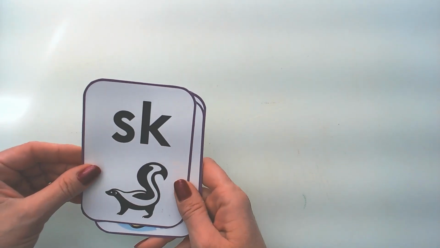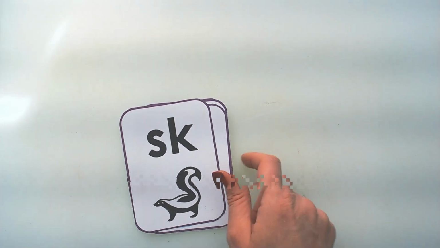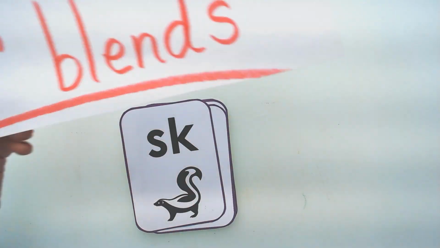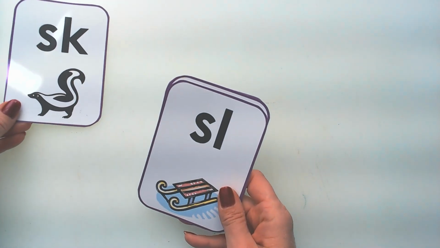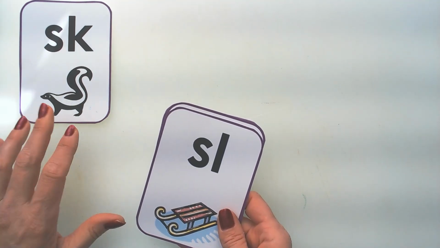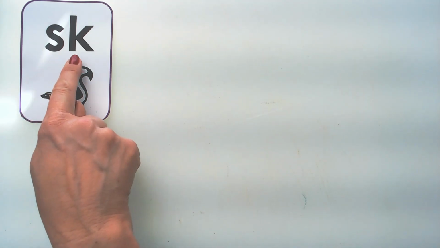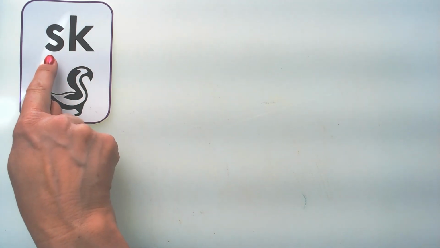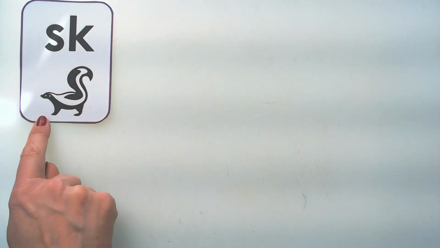Okay, I'm just going to show you some S blends. So these are the S blends. Remember, 2 letters at the beginning of a word? Okay, and they each say their sounds. So what does this say? S says s and K says k. Blend them together and this says sk, like skunk.